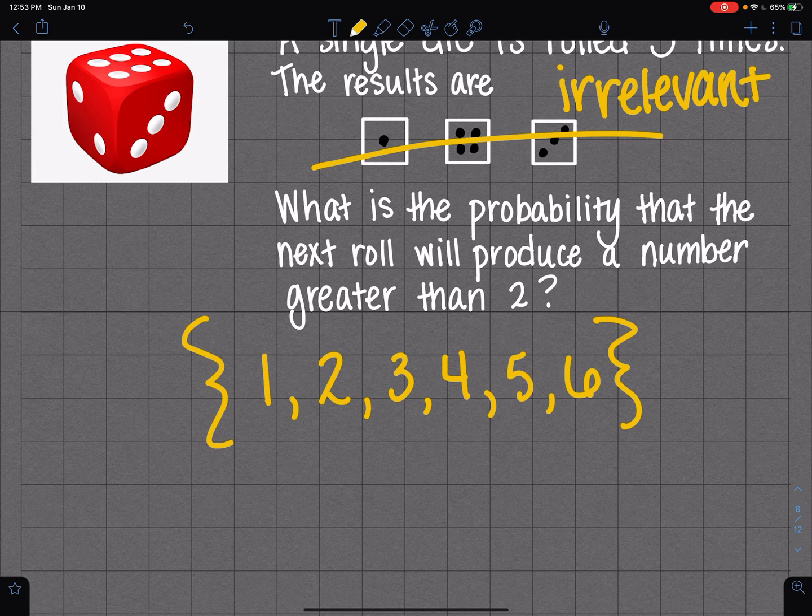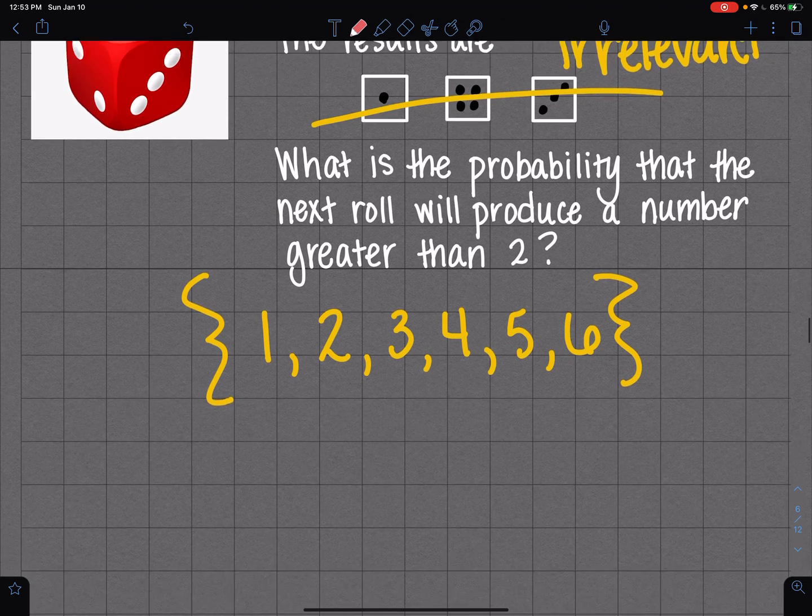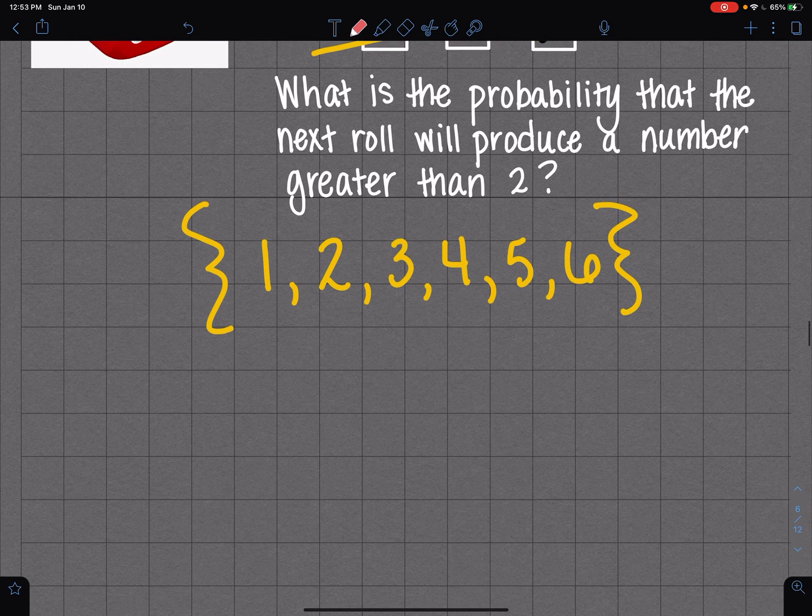So they want to know what's the probability that the next roll will produce a number greater than 2. So greater than 2, does that include 2? No, it doesn't, because 2 is not greater than 2. 2 is equal to 2. So what's my chances of getting a 3, a 4, or a 5, or a 6?